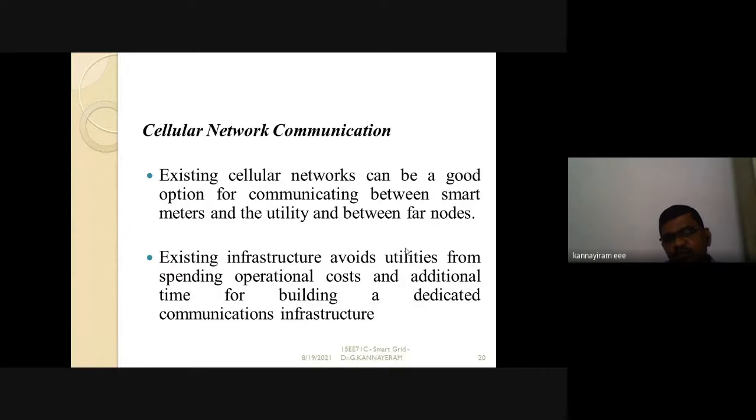Then cellular network communication. You may be aware of cellular network communication. Now we are using 4G mobile, and we can move towards the 5G network. The existing cellular network can be a good option for communicating between the smart meter and the utility over far nodes, and the existing infrastructure lets utilities avoid spending operational cost and additional time on building a dedicated communication infrastructure.